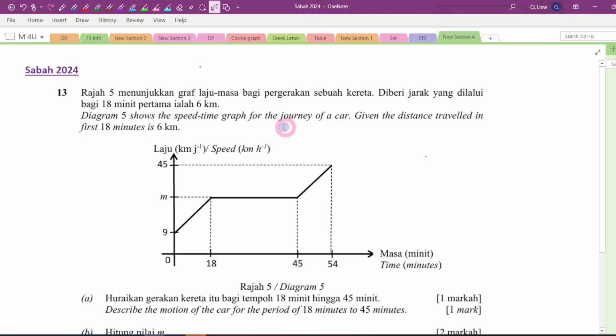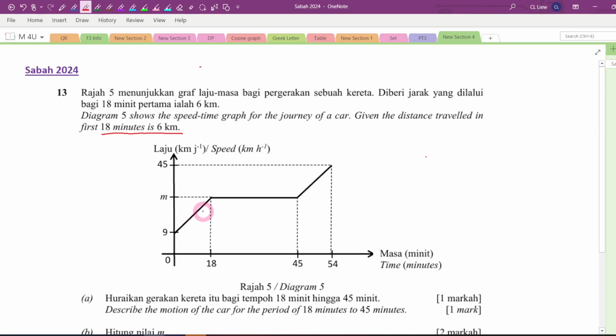Let's do revision for this chapter. You learned this chapter in Form 4, Graph of Motion. Now, let's try this question. Diagram 5 shows the speed time graph for the journey of a car. Given the distance traveled in the first 18 minutes is 6 km. Okay, this is very important.